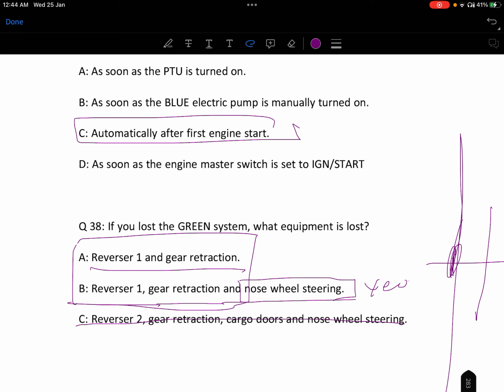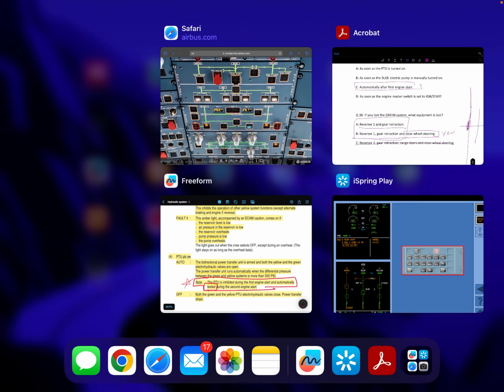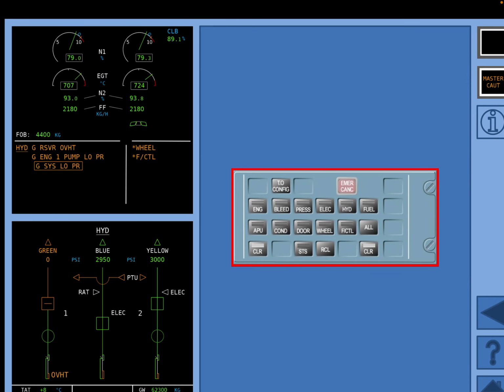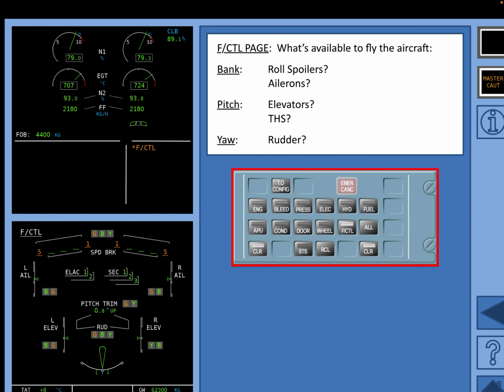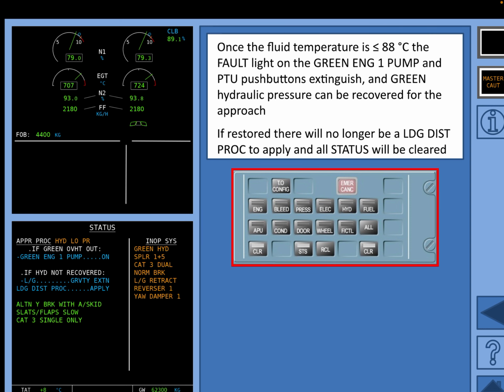Reverser 1 and gear retraction, reverser 1, gear extension, and nose wheel steering. Again, same thing, nose wheel steering is with the yellow system nowadays, but option Alpha and Bravo both are correct. If you consider old aircraft, then nose wheel steering is with the green system only.